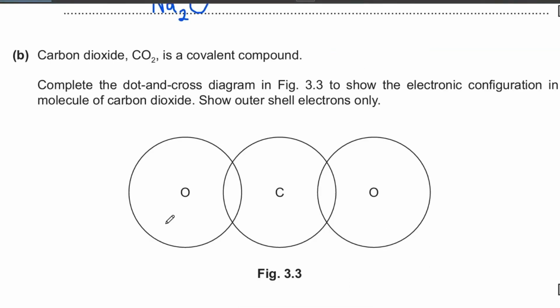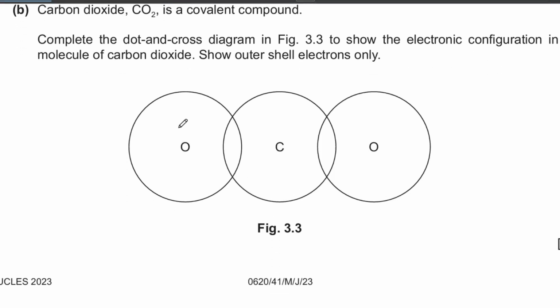Next question. Carbon dioxide dot and cross. To do that, we write the electronic structure of each atom in carbon dioxide. So we start with oxygen. Oxygen is number 8 on the periodic table, so that means the electronic structure is going to be 2, 6.